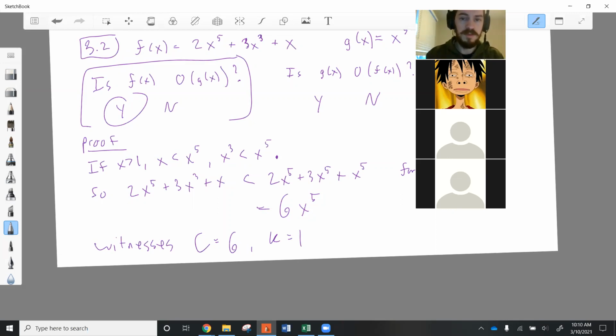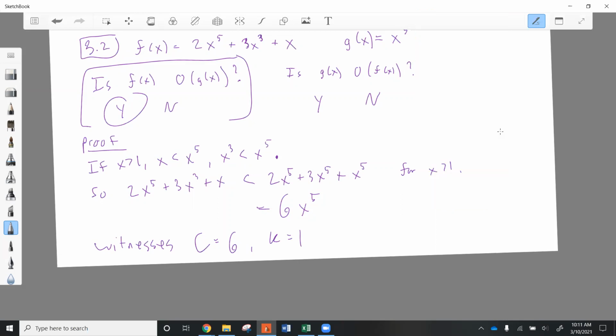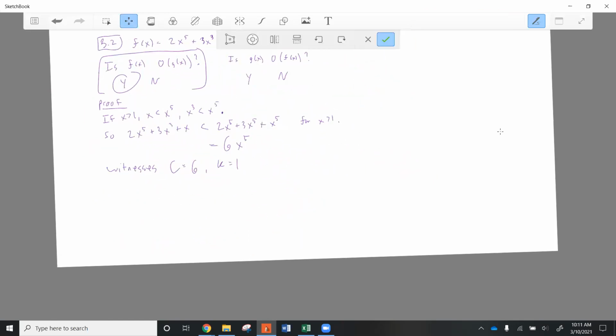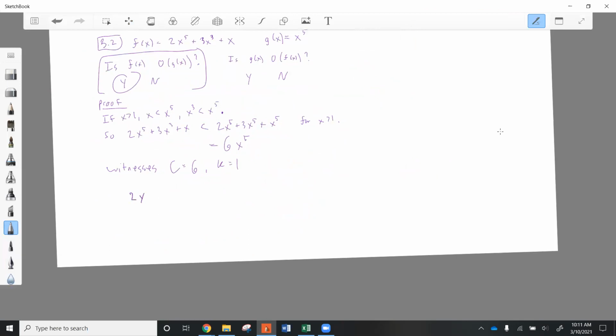But I think this approach is pretty good. The other way I've seen to do it, which the textbook tends to do, is to say 2x to the fifth plus 3x cubed plus x is going to be less than 2x to the fifth plus x to the fifth plus x to the fifth. And so this entire term and this entire term get replaced by x to the fifth.